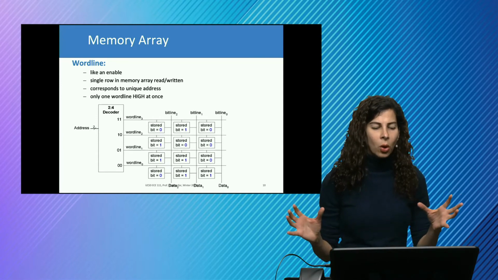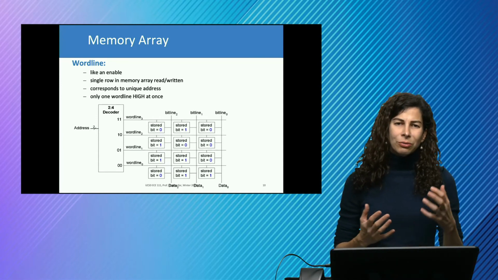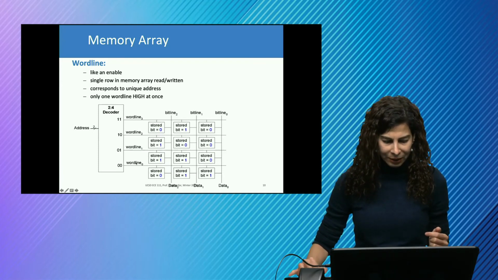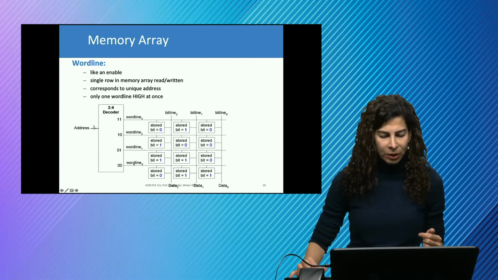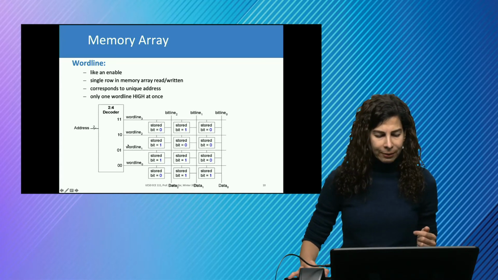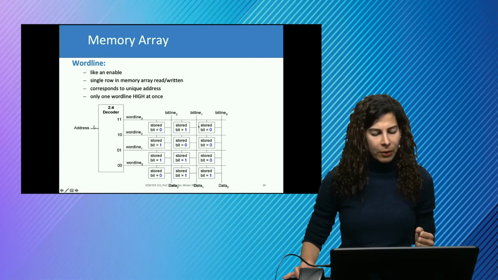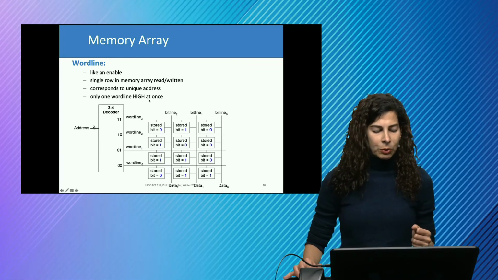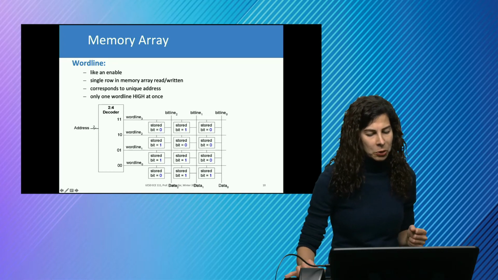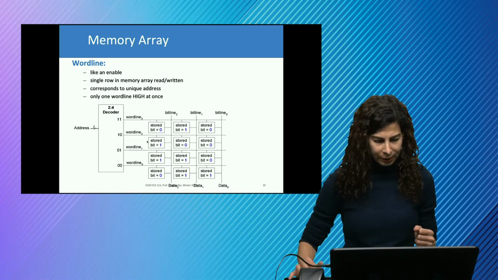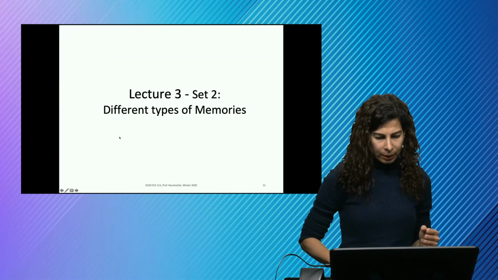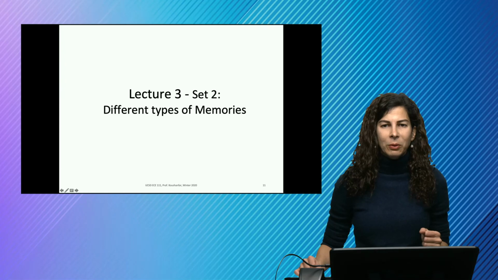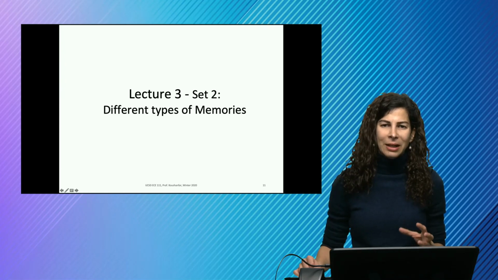Now, just putting this whole thing together, the word line is really an enable. So remember, we are enabling only one of these lines at a time, and we are asserting either reading or writing to that position. Only one of the word lines is high at once, which means that we are only reading or writing to one of these lines at once. Next, we will be talking about different types of memories and how they can help us in instantiating logic.